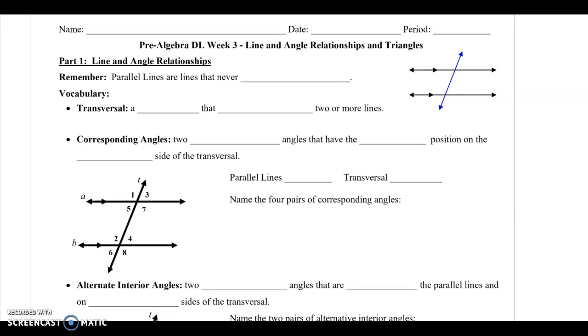Hi everyone, welcome to week 3 of our distance learning pre-algebra. We are going to talk about line and angle relationships and special names that go with them, as well as triangles and special names for triangles.